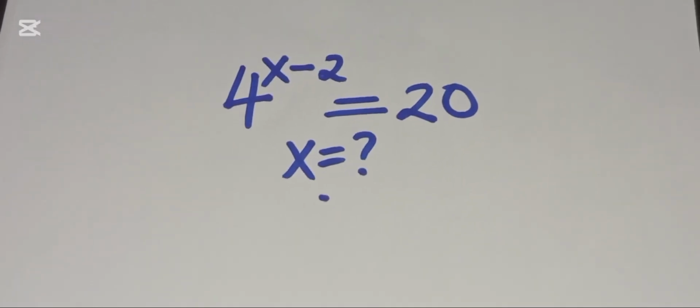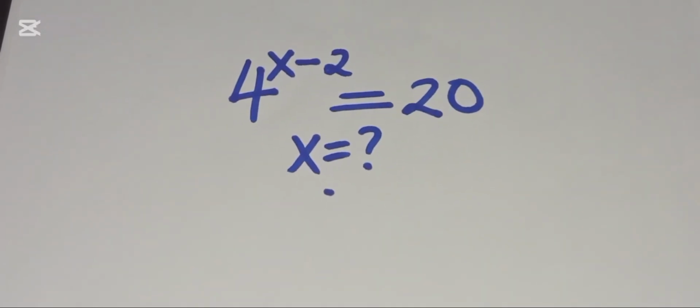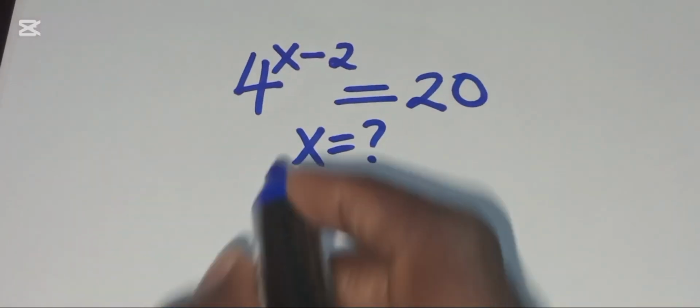Let's provide a solution given this nice exponential equation, which is 4 raised to power x minus 2 is equal to 20. So what is the value of x? Solution.